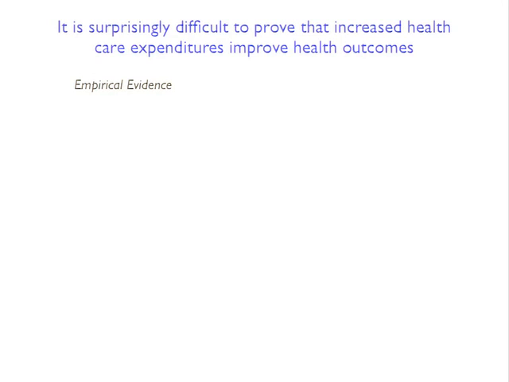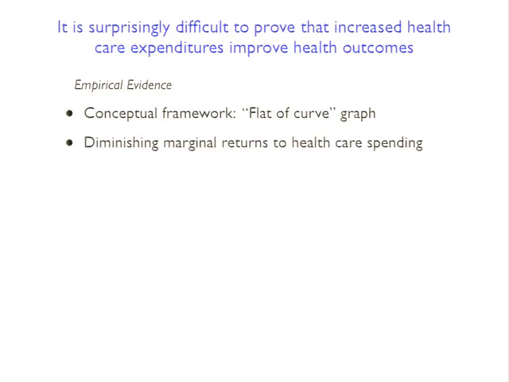Okay, so the conceptual framework that I want you to have in mind here is what we call the flat of the curve graph. And what this basically says is that there are diminishing marginal returns to healthcare spending. That's probably true of almost anything you think of. There are always going to be diminishing marginal returns. But if you want to see it graphically, it's just a concave function that relates dollars of health expenditures and then what we'll call total health, which is going to be some measure of health.